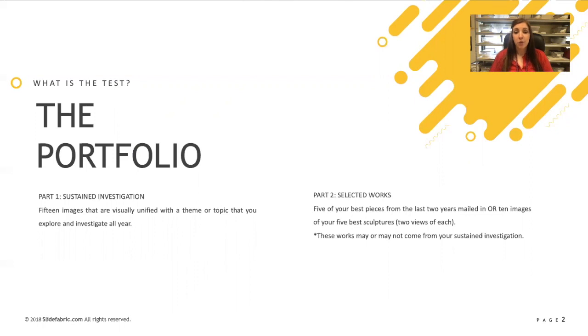The second part of your portfolio is the selected works. For this part, you will send in 5 of your best pieces from the last 2 years. If you were doing a drawing or 2D design portfolio, you will physically mail in those pieces. If you were doing a 3D design portfolio, then you will actually do 10 images and you will pick your 5 best sculptures and take a picture from 2 different sides of the sculpture and upload those as your selected works.